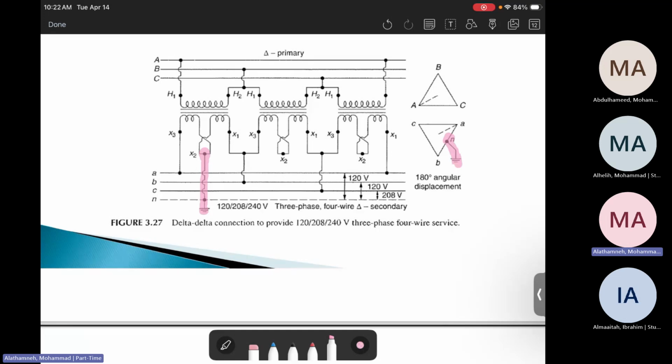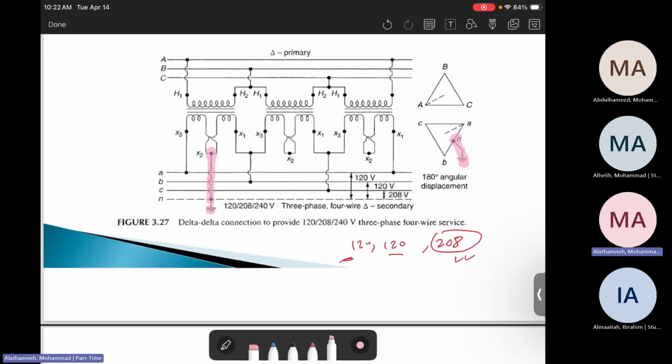Then with this connection, we can obtain three voltages. There is 120, 120, and 208. 208 means this is line to line, 208. To make it line to neutral, which is 120, 120. That's something that can be new to us.